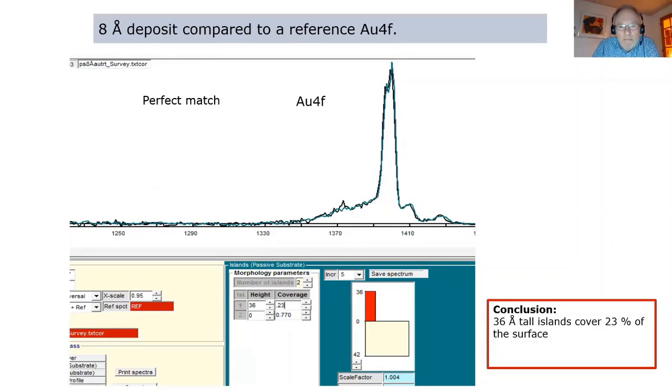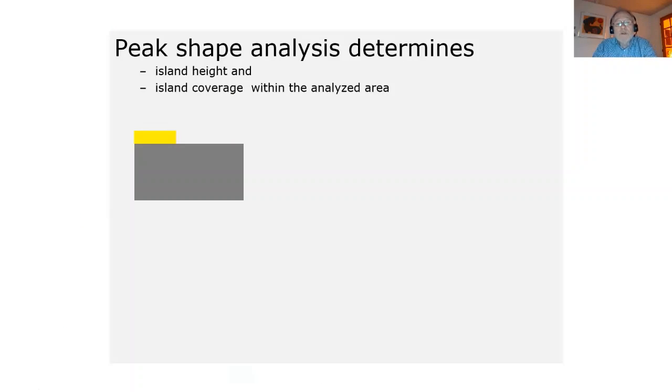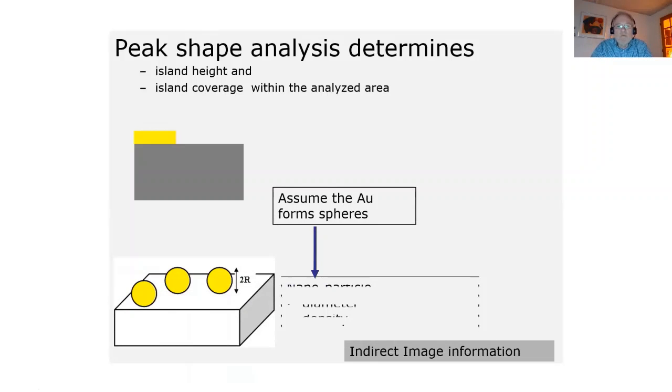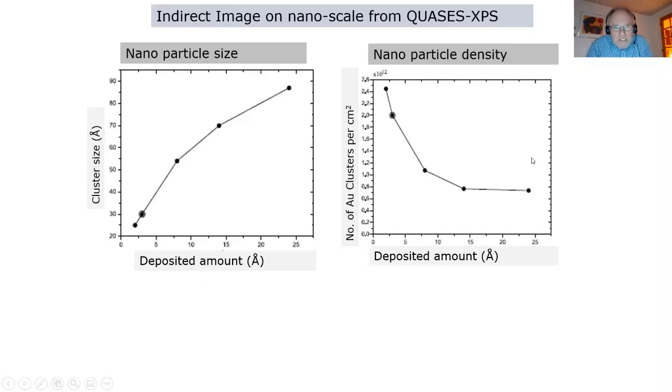So this is what we have. And what we determine from the analysis is the height and the coverage of the islands. But now if we interpret these heights and coverages in terms of nanoparticles, then it's very easy to transform these numbers, the height and the coverage, into nanoparticle diameter and density. So we get an indirect image of the nanoparticles in this way.